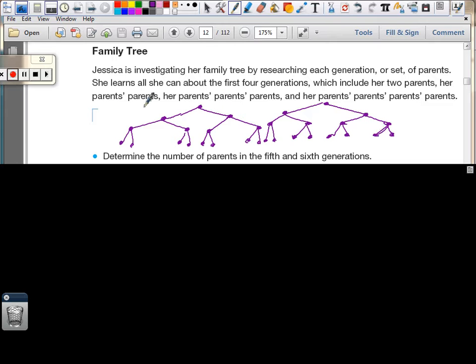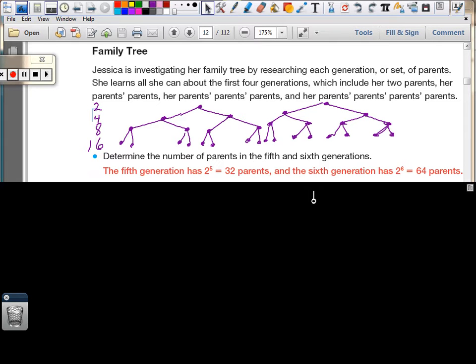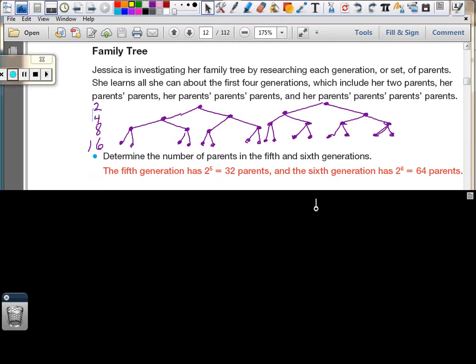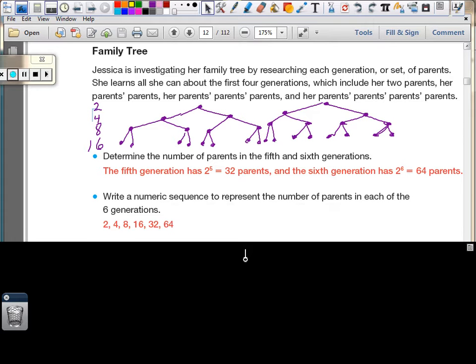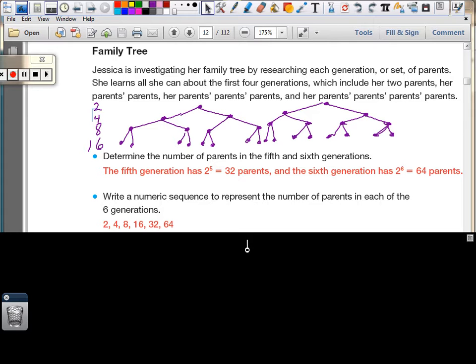So we have the first generation that had 2 people in it. The second generation had 4. Then 1, 2, 3, 4, 5, 6, 7, 8. And then these little dots here, that's 16. So determine the number of parents in the 5th and 6th generation. We would just continue multiplying by 2 every time. The 5th generation has 32 and the 6th has 64. So the numeric sequence, which I've already written on the side here, is 2, 4, 8, 16, 32, and 64.